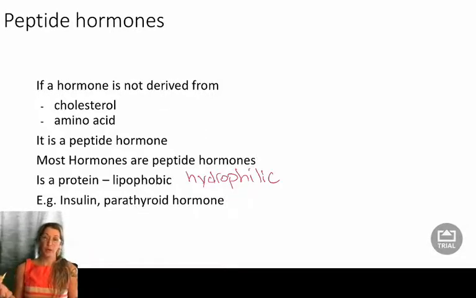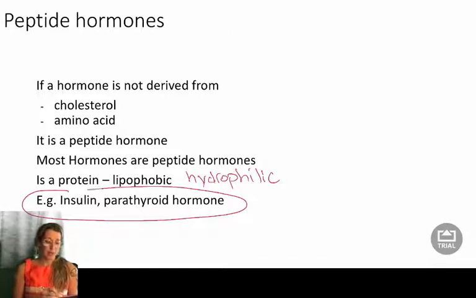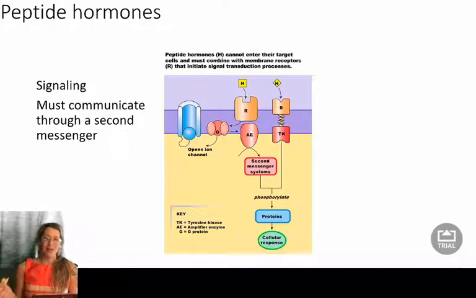Okay, they're lipophobic. They're proteins, so they can easily travel in the blood. They don't need a carrier. But think for a minute about whether or not they are going to be able to get through the phospholipid bilayer. Some examples of important peptide hormones: insulin and parathyroid hormone. There are a lot, and we're going to talk about that more.